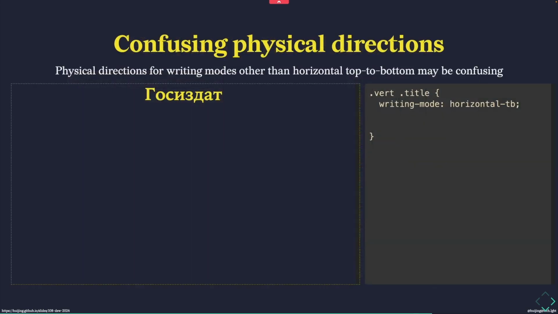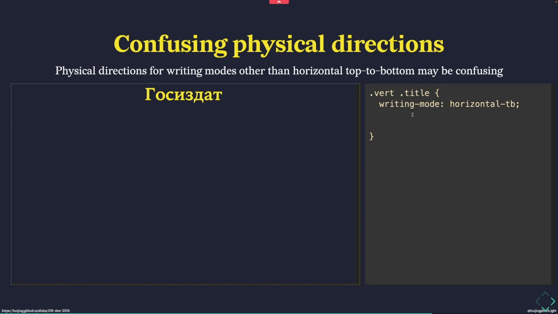Now, we've come to the part where physical directions become confusing when the writing modes go all over the place. For example, vertical text usually gets confusing for me when I have to adjust margins and paddings, because for the most part we tend to refer to the physical directions of top, bottom, left, right. And this mental model, some of you might be good at this, but for me I'm not. This mental model is hard for me to maintain when the text is in another writing direction.